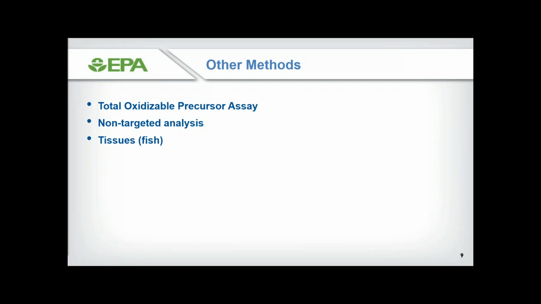Another area that we're actively involved with is non-targeted analysis. This is using chromatography and mass spectrometry to identify peaks based on their mass to charge ratio. And we're also focusing on, hopefully in the very near future, developing tissue methods, particularly for fish.